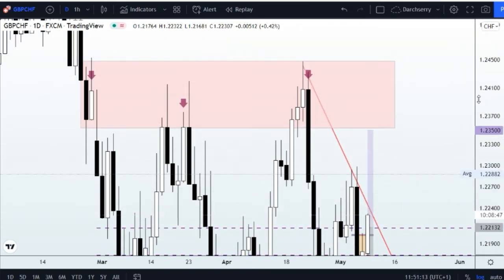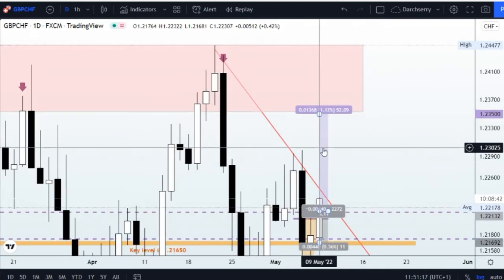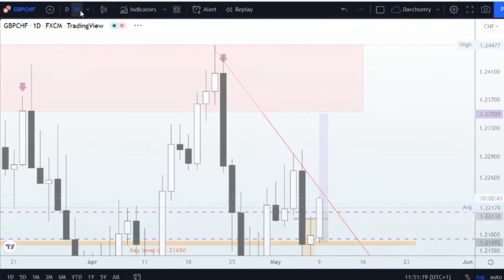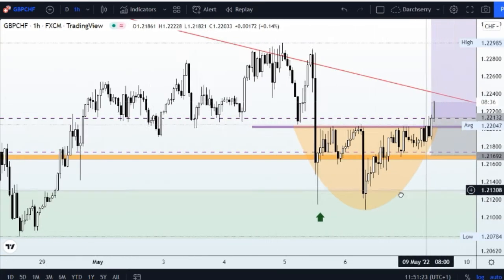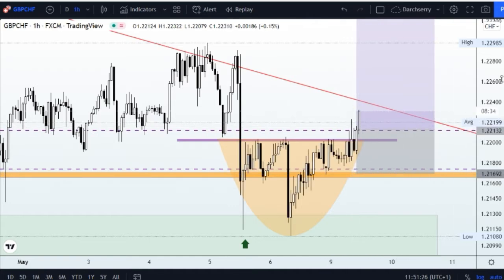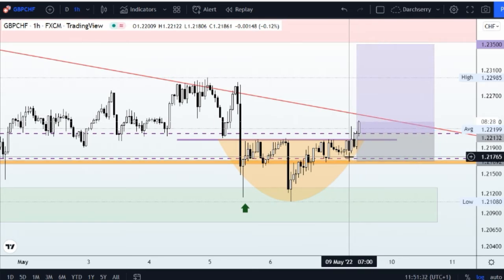But in the meantime, we just aim our take profit target at 1.23500, which is around 130 pips thereabout, and then our stop loss will be right below the neckline of the reversal pattern we identified, which is around 45 to 50 pips thereabout.